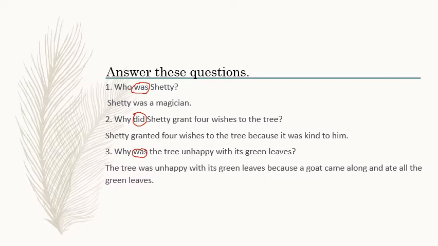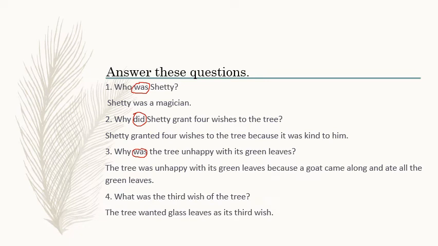Now the next question. What was the third wish of the tree? I hope you have remembered what it was, as we have discussed in the beginning only through the mind map. What was the third wish? The third wish of the tree was, it wanted gold leaves. No, it wanted glass leaves. Very good. So the tree wanted glass leaves as its third wish.